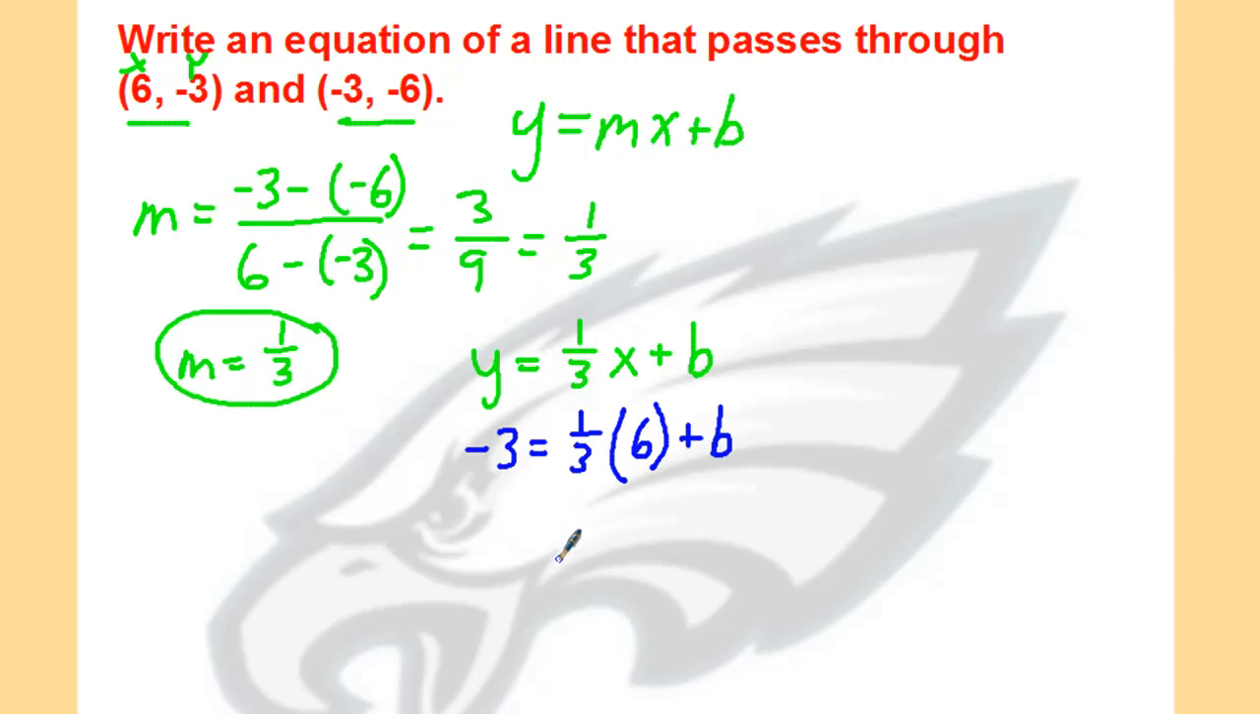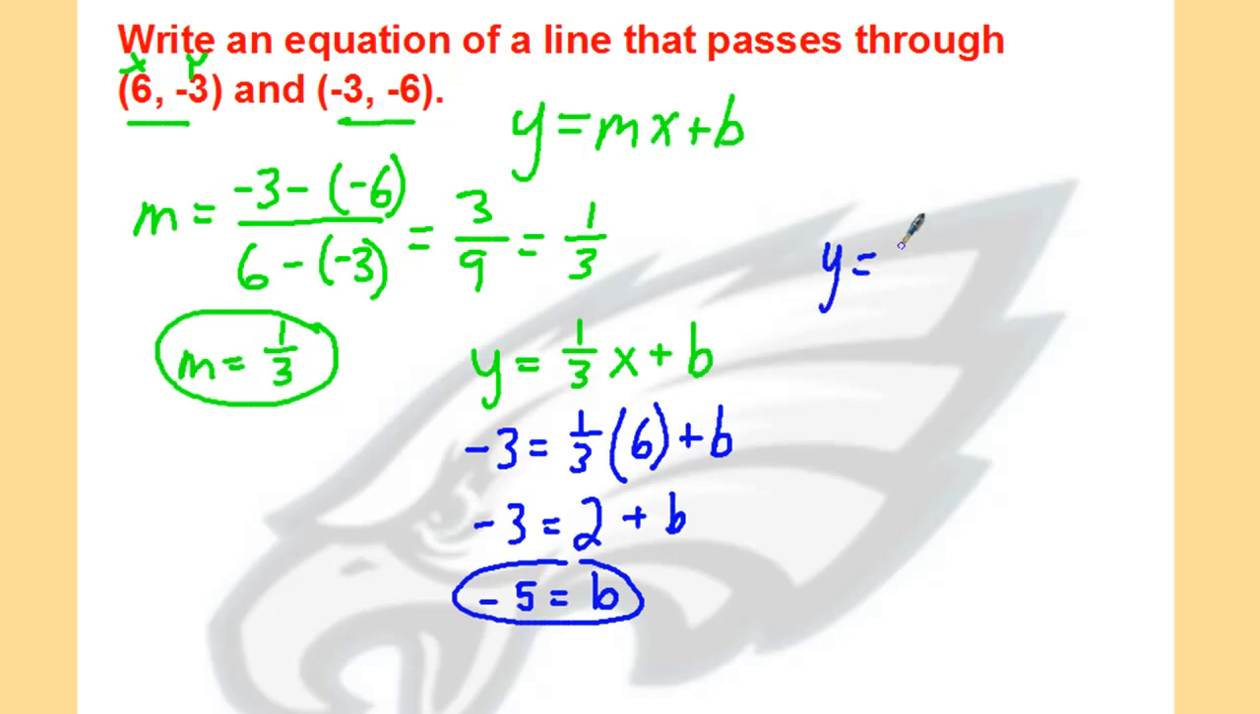So the only piece I'm missing is the value for b. We have -3 equals 1/3 times 6, which is just a regular 2. And to solve for b, to get b by itself, I need to subtract 2 from both sides, which gives us -5. So really, at this point, we have our equation. We have y equals 1/3 x minus 5. That is a correct answer.